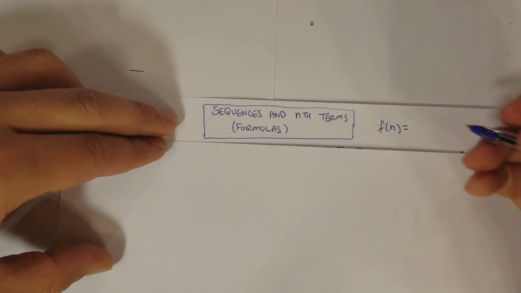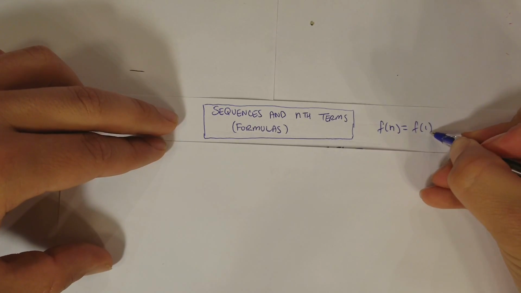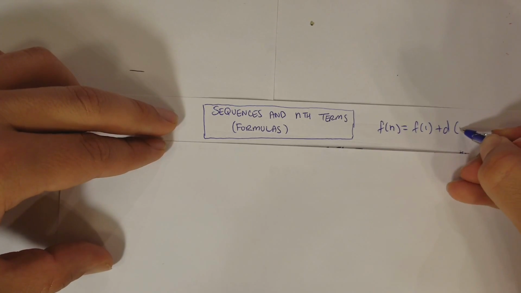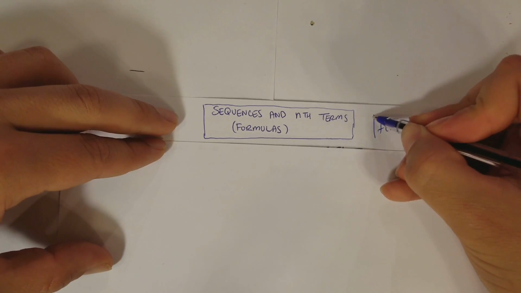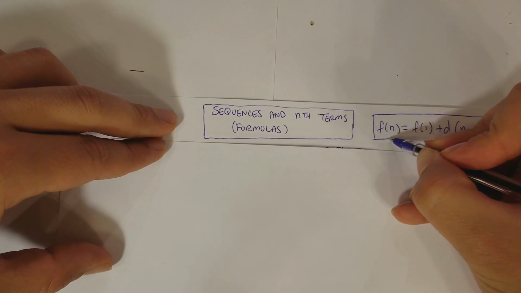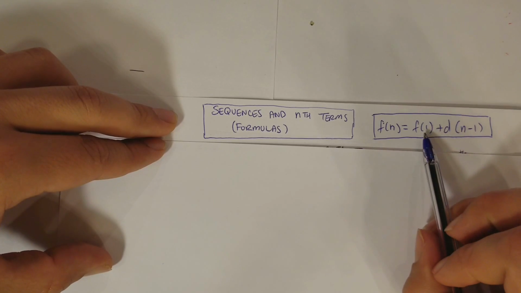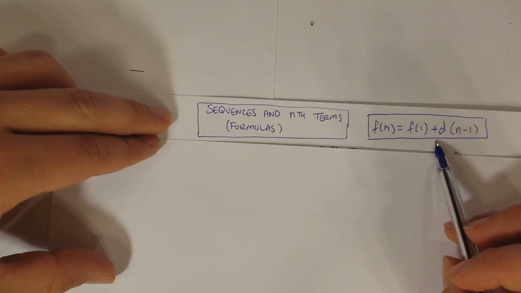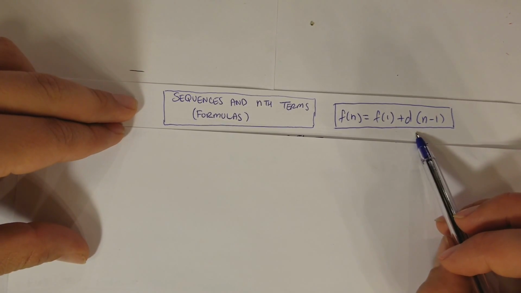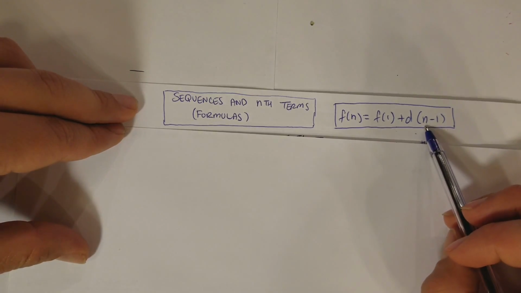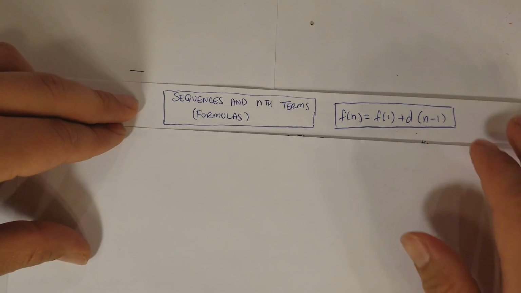I'm just going to write it up here. f of n equals f1 plus d multiplied by n minus 1. So any term, order n, is equal to the first number in the pattern plus the common difference multiplied by the term number or the order number minus 1. All right, we'll come back to this formula in a minute.